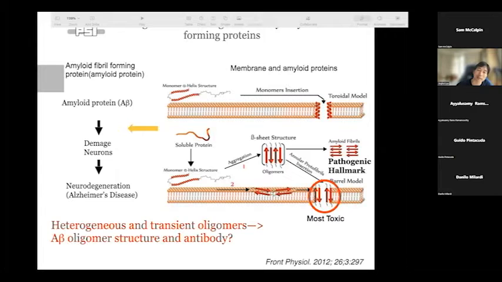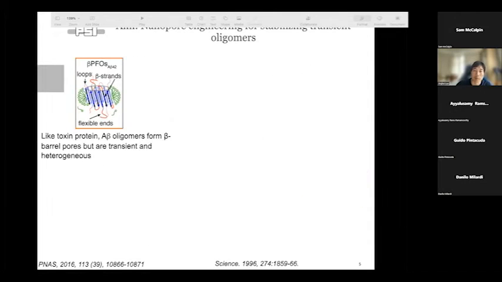Unfortunately, this protein is very heterogeneous and also transient. So it's quite difficult to determine an A-beta oligomer structure, or an alpha-synuclein or tau protein oligomer structure. And if we don't have a stable structure, I think it's quite difficult to develop a conformation-specific antibody against the A-beta oligomer antigen. So based on this research question, we would like to determine the structure and try to stabilize the oligomers.